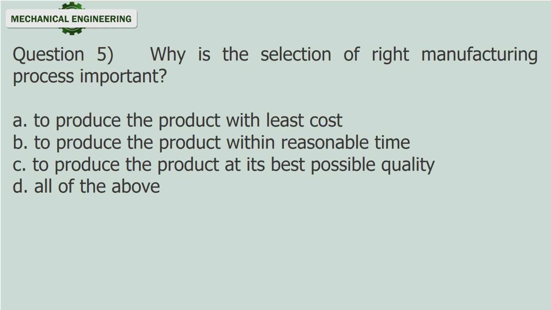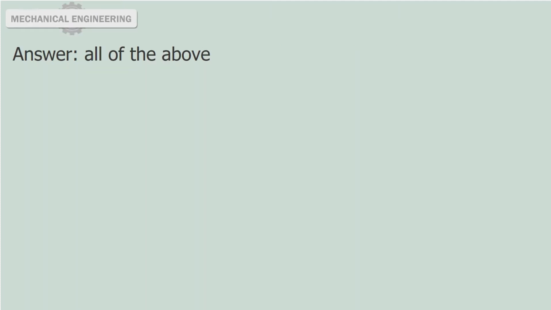Question 5. Why is the selection of right manufacturing process important? A. To produce the product with least cost. B. To produce the product within reasonable time. C. To produce the product at its best possible quality. D. All of the above. Answer: all of the above.